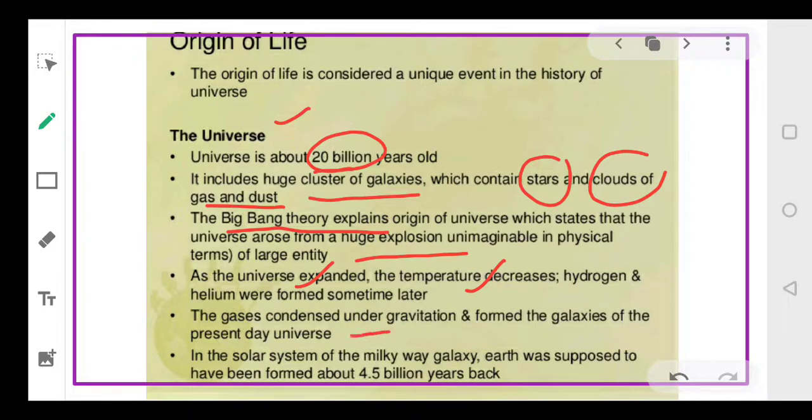And these gases, under the gravitational force, then formed the galaxies which we know today, the Milky Way or the Andromeda galaxy that we are familiar with. So the condensation of those gases resulted in the formation of galaxies under the gravitational force. As I told you, in our solar system we have the Milky Way galaxy, and it is supposed that it was formed around 4.5 billion years ago.